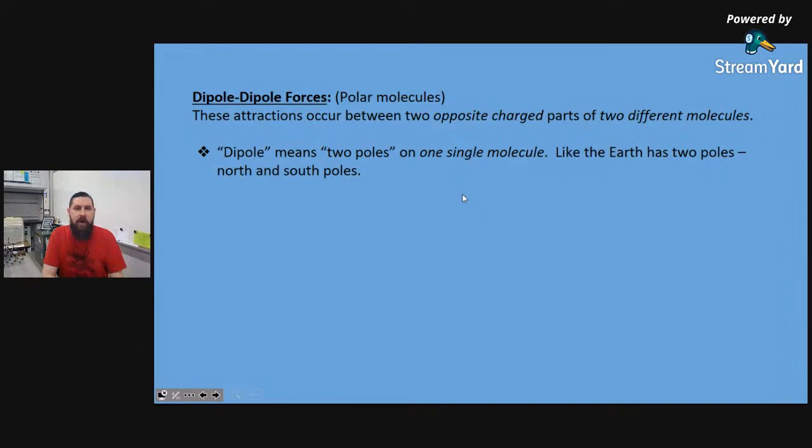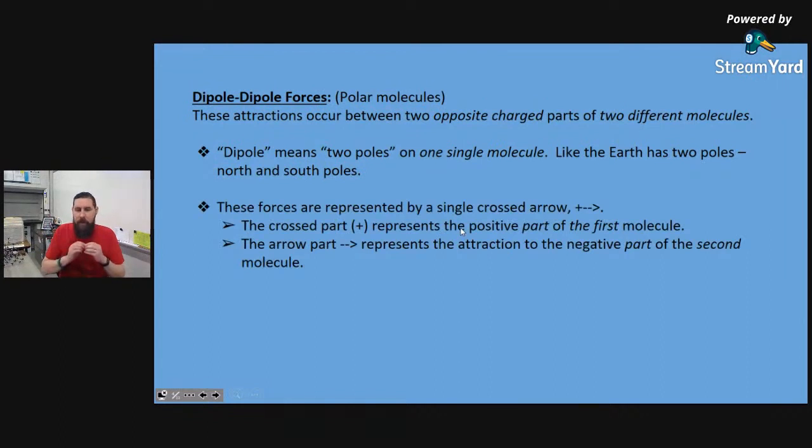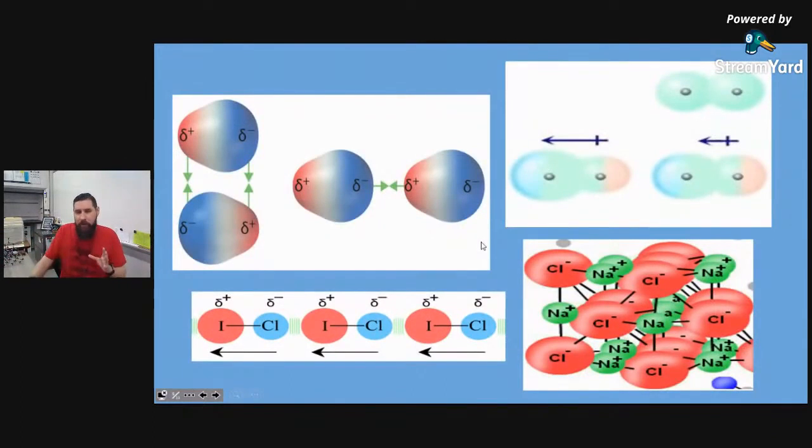And again, if this part isn't making sense, go back and watch my previous video on covalent and ionic bonding. When I talk about covalent bonding, I also talk about polar molecules and how you get a polar molecule. But in a polar molecule, you've got a region of positive charge, a region of negative charge. So dipole, two poles. When we look at these poles, we represent them with a hashed or a crossed arrow, where the cross part represents the positive part of the first molecule. The actual head of the arrow represents the negative part of the second molecule. Okay, so let's take a look at a couple of examples of this and outline how this all works.